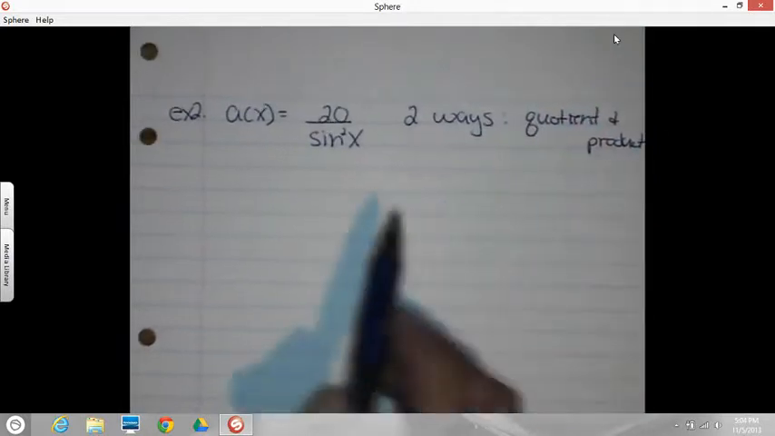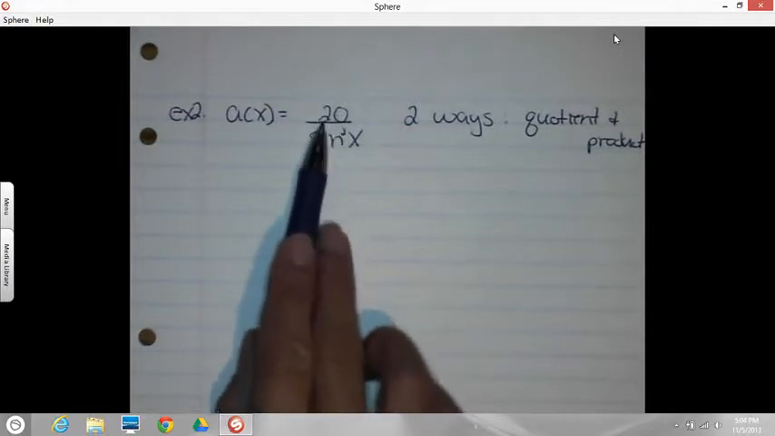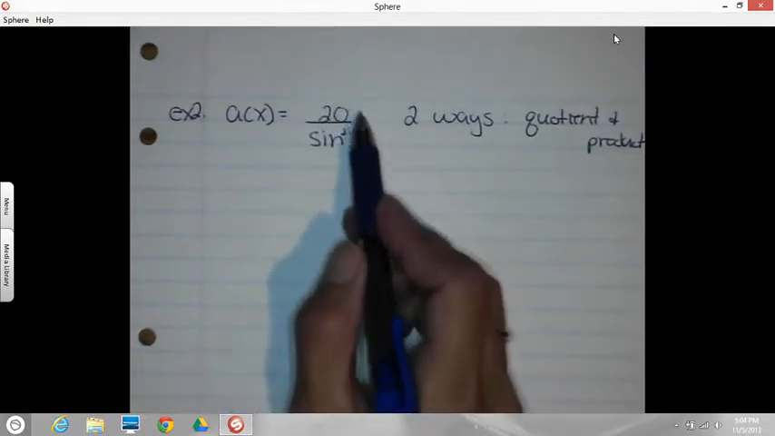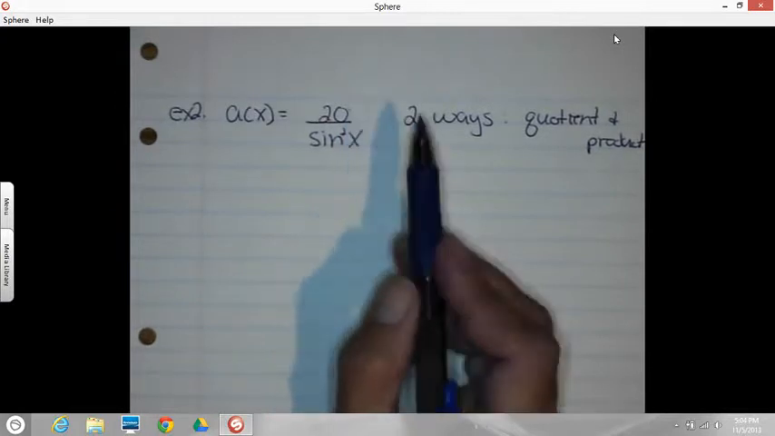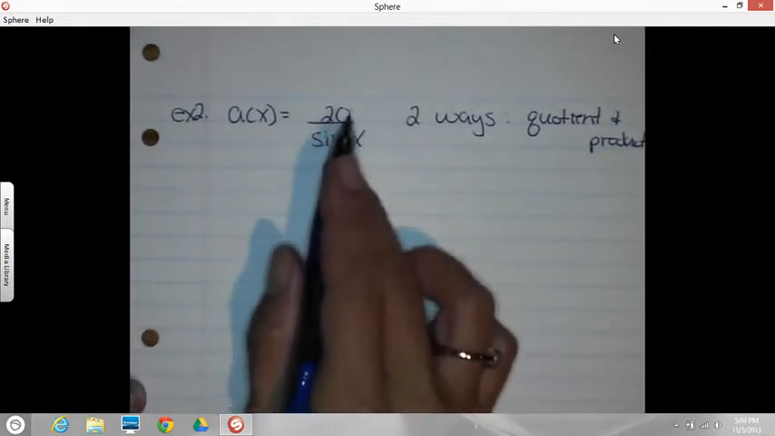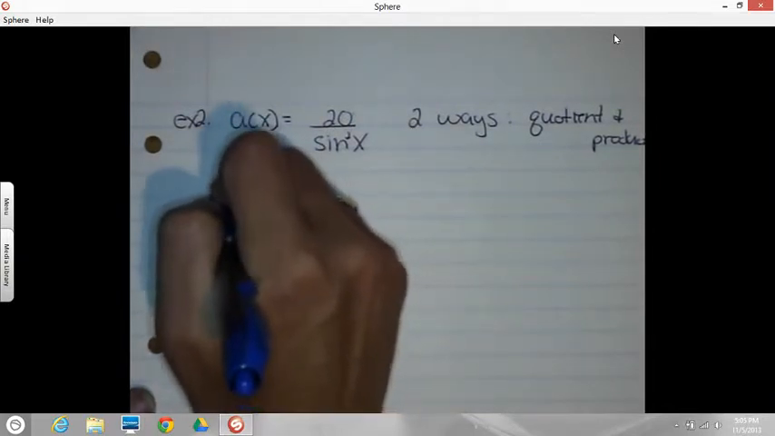Okay, you may not have thought of this as a quotient because there's no x term up there, but you can still use it as a quotient rule if you think of it as x to the 0 power. X to the 0 equal to 1. I'm going to have to write that in there. You could still do quotient rule even though it's not an x up there. So quotient rule first.